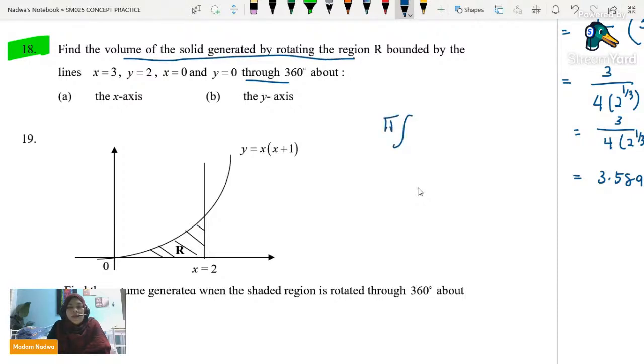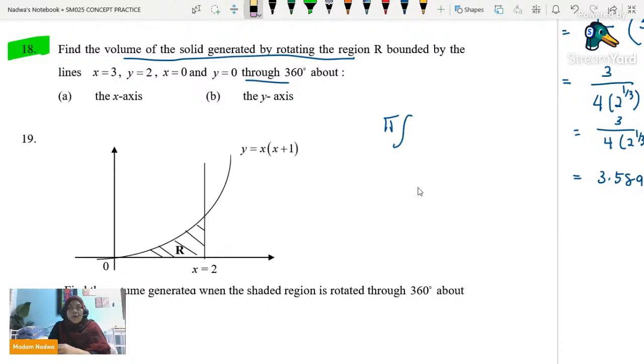So kalau 360, maksudnya kalau dia berjaya buat satu bentuk yang lengkap, contohnya macam hari tu saya tunjuk dalam lecture cone yang lengkap tu, so formula yang kita akan gunakan pi. Okay, kalau dia separuh je, pi over 2 lah. Okay, kita tengok dia rotate berapa degree. So selalunya kalau 360, dia memang akan rotate penuh, akan full.